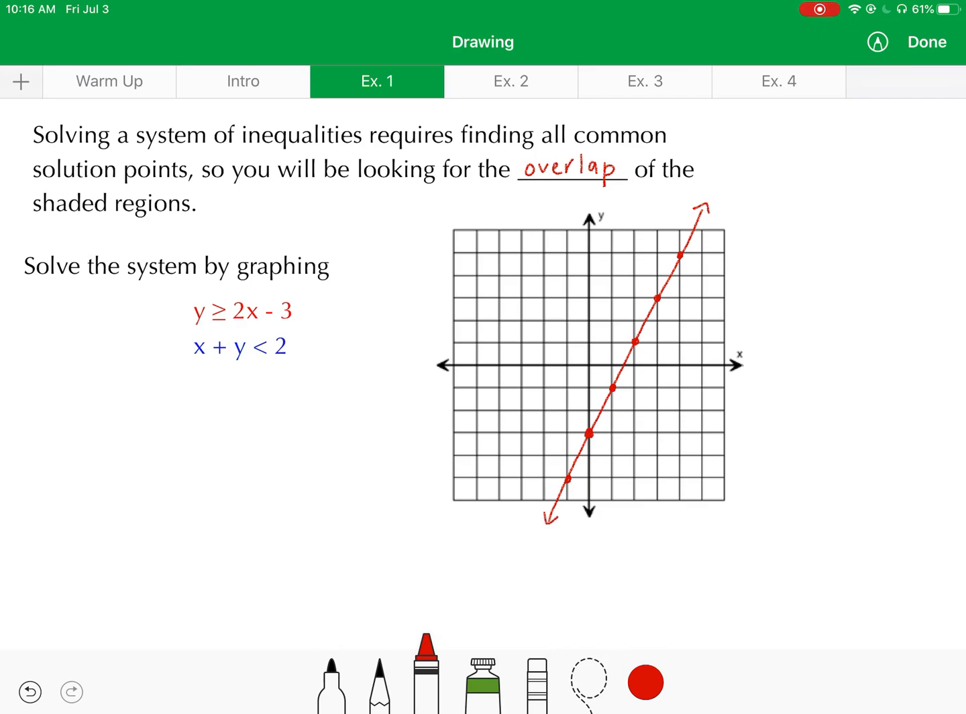Okay, and I'm going to do a test point here. I would use the origin. If I plugged 0 in for x and 0 in for y, that would lead me to 0 is greater than or equal to -3, which is true, right? So that means since the origin is to the left of this boundary line, I would be shading all of this side, this half plane. Okay. And I'm not going to get crazy on my shading here because I just don't want too much on my graph in the end.